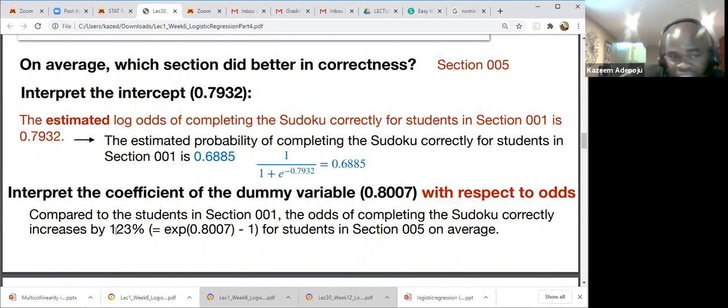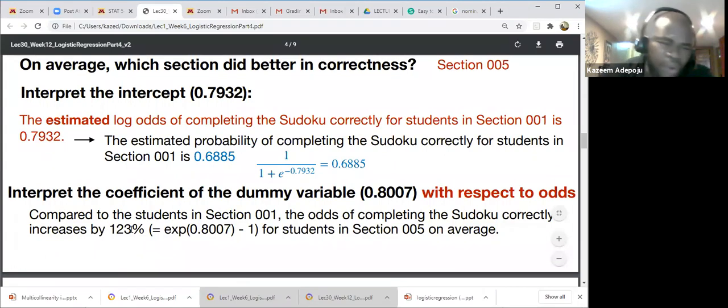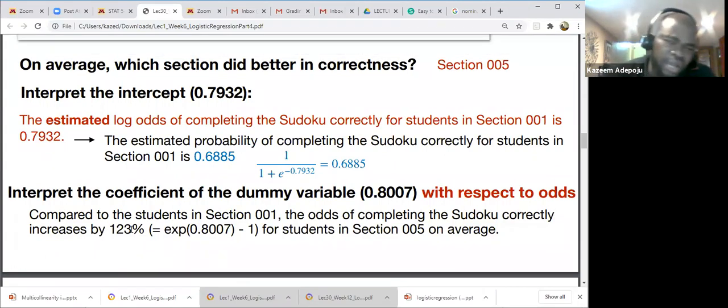When you say increases by 123%, I want to ask a question right now, and I'm actually going to award extra credit. If I compute this and what I have is 100% instead of 123%, can somebody tell me what is the meaning of that? How can you compare the odds of completing the Sudoku game correctly by students in section 001 and 005? If this happens to be 100%, what do you think is going to happen?